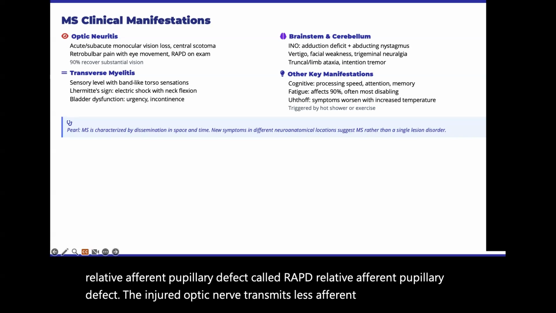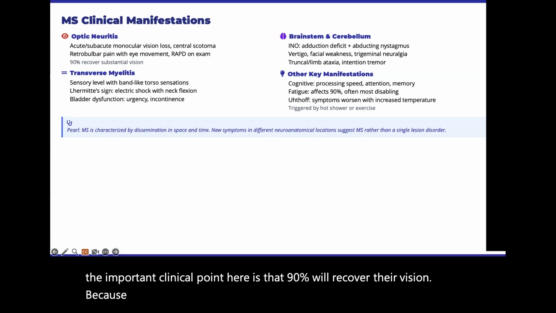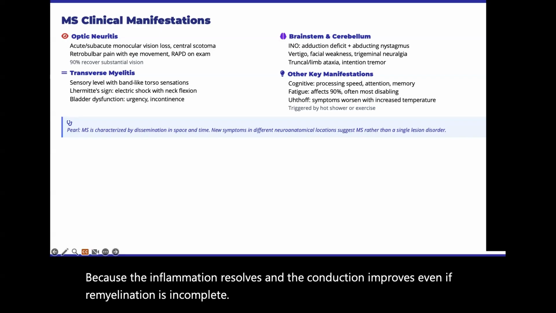Well, the important clinical point here is that 90% will recover their vision because the inflammation resolves and the conduction improves, even if remyelination is incomplete. So that provides a little hope to your panicked patient.